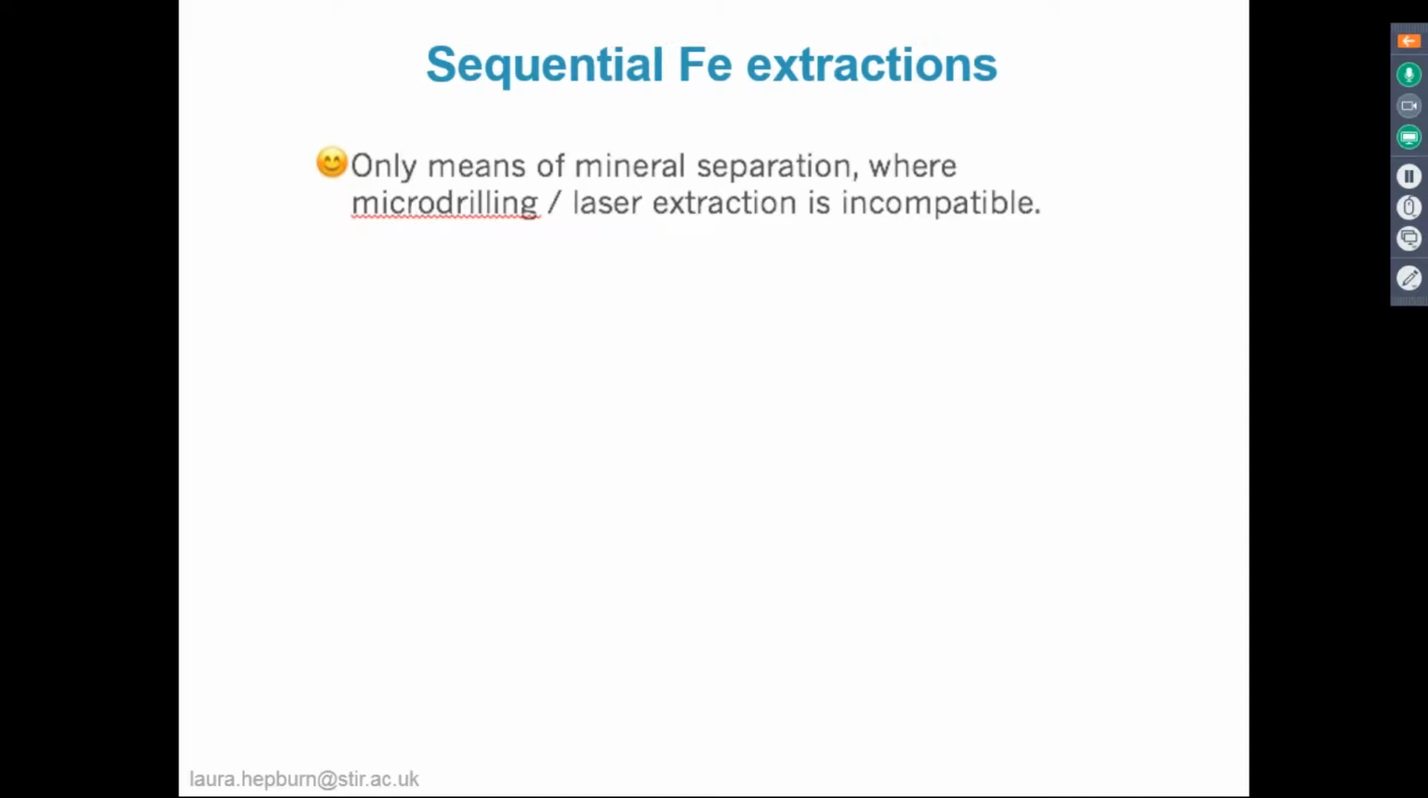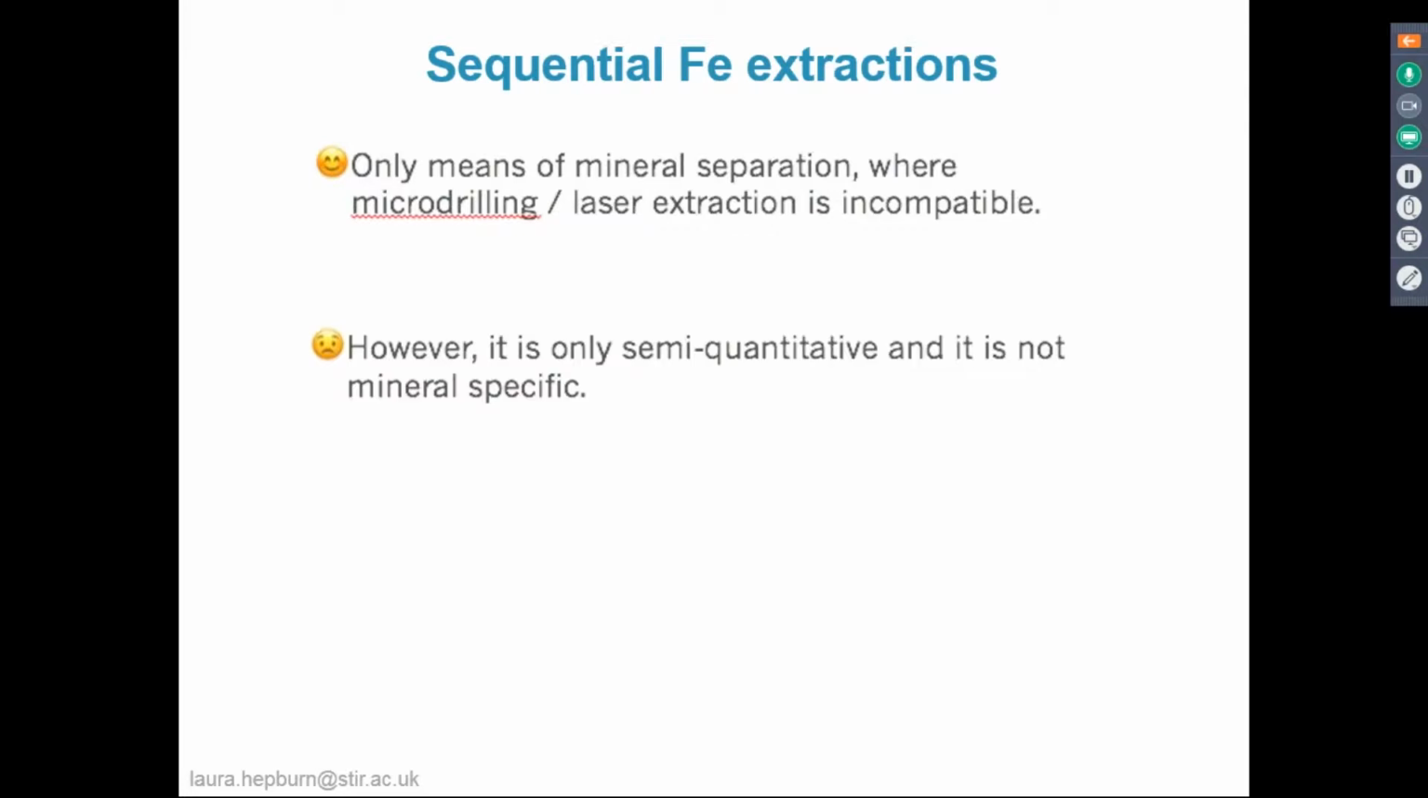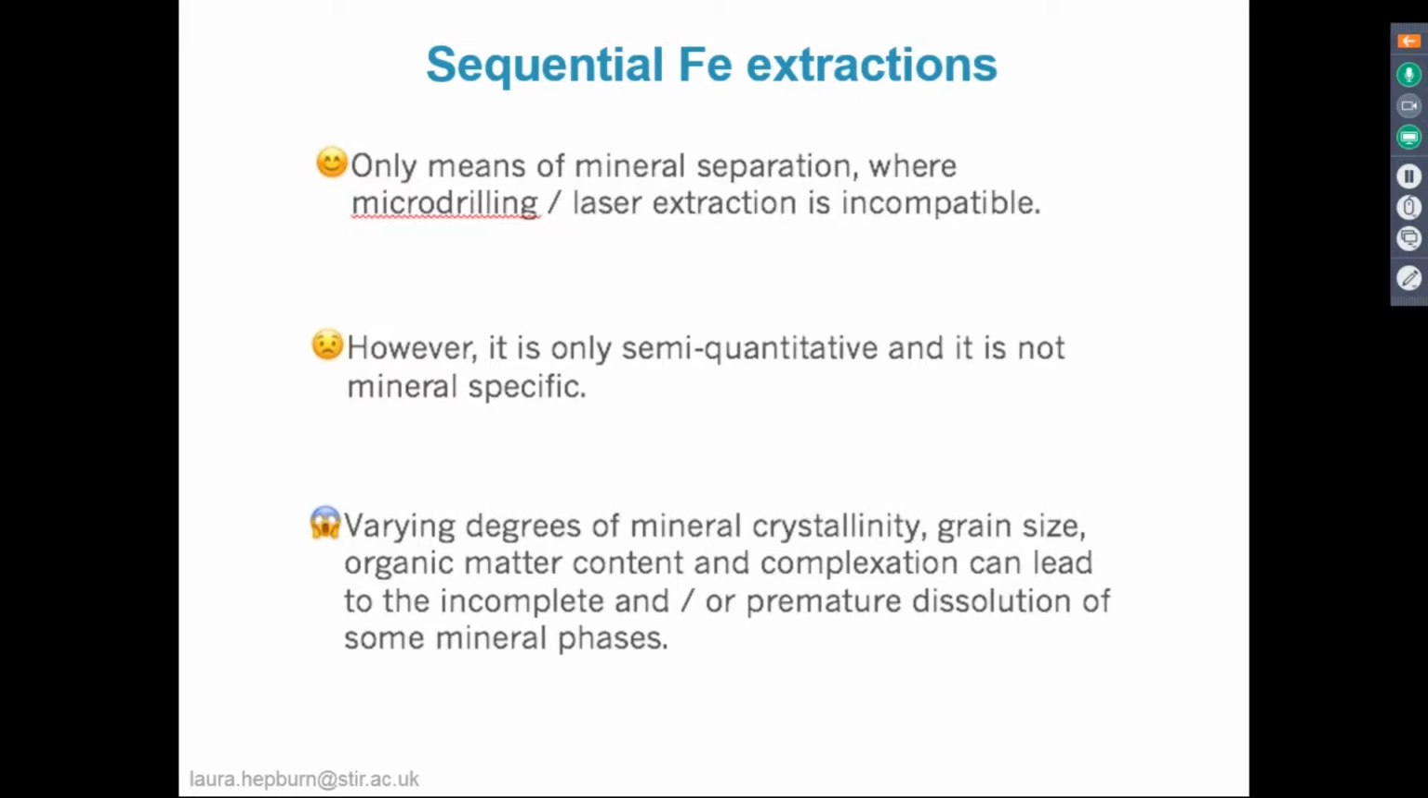And it has been used in this way and continues to be so because at the moment it is the only means that we have of physically isolating these different types of iron minerals. However, it is only semi-quantitative and it is not mineral specific. The most shocking or most worrying aspect of the technique is that it is significantly affected by varying degrees of mineral crystallinity, grain size, and organic matter complexation that is inherent of natural samples, this natural variation.